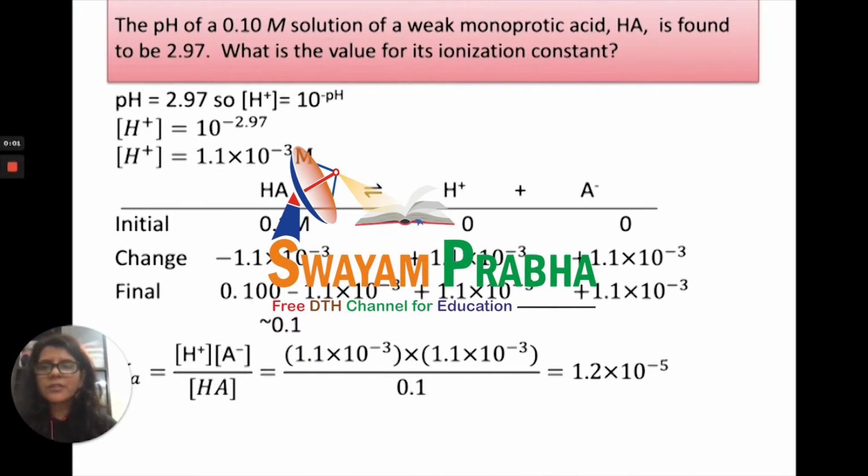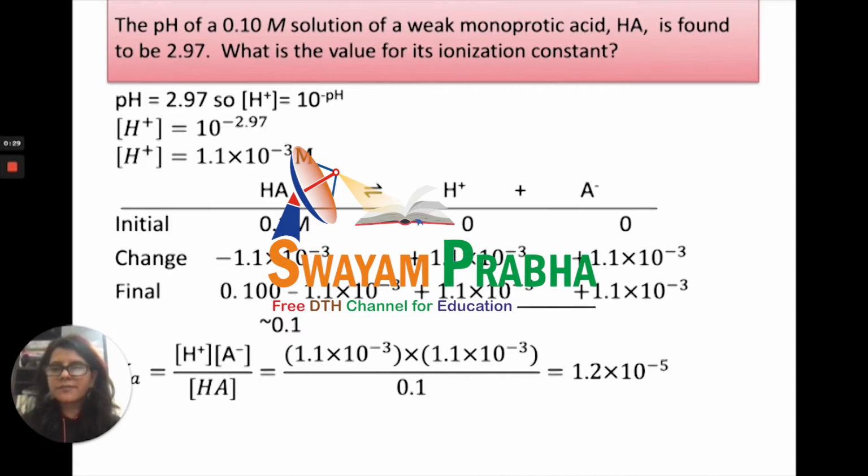Let us look at another numerical. The pH of a 0.1 molar solution of a weak monoprotic acid, any acid which is HA, is found to be 2.97. What is the value for its ionization constant? Now you're given the value of pH, so you can calculate the value of H plus, which is what, 10 to the power minus pH. So you get 10 to the power minus 2.97. If you solve it, you get 1.1 into 10 to the power minus 3 molar, right?